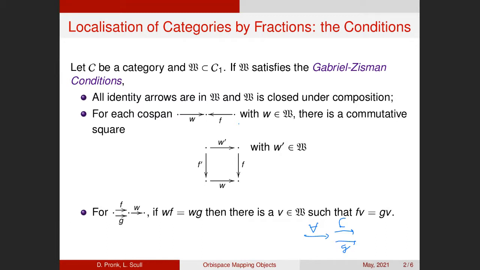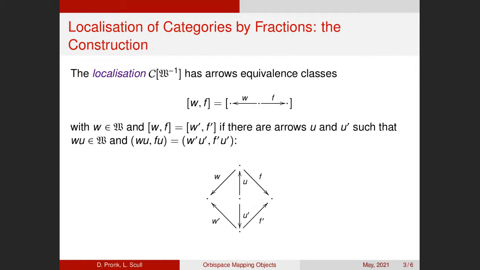And if you have these conditions, the localization by fractions is still by pairs, but we had an equivalence relation on our fractions, and now the equivalence relation on those spans becomes like this. Two spans are equivalent precisely if there are arrows U and U' so that the composites here are in W, and this diagram commutes.